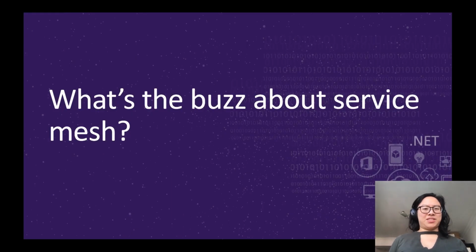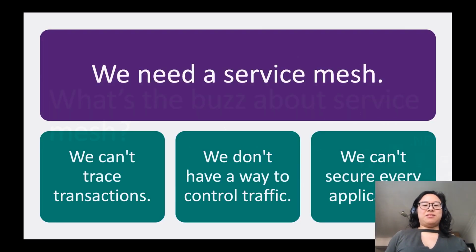So what's the buzz about service mesh anyway? Well, when I first heard about it, it was in the context of we need a service mesh, but we were really actually looking to solve three problems. We can't trace transactions. At the time, there was a private data center and there was a public cloud, and we wanted to trace transactions across both. The next is we don't really have a way to control the traffic. When we wanted to do Canary, for example, we had to configure 50 things on the data center side and then 50 things on the public cloud side to test Canary. And the last bit is we can't secure every application.